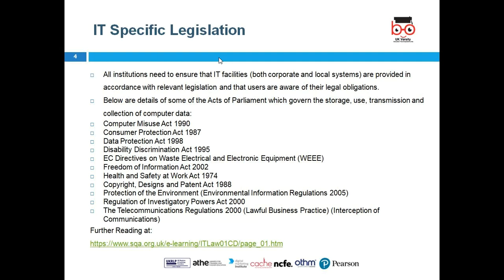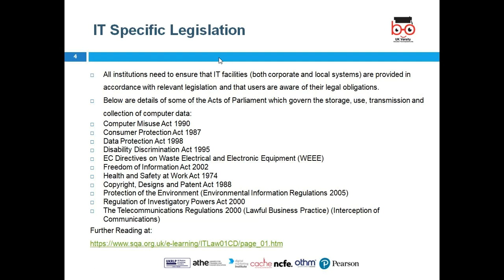So, below are the details of some of the acts of parliament which govern the storage, use, transmission, and collection of computer data. For example, the laws are Computer Misuse Act 1990, Consumer Protection Act 1987, Data Protection Act 1998. Do you know that Data Protection Act is replaced with another law? Yes, GDPR, isn't it? So, GDPR and then Disability Discrimination Act. Some of these laws are related to IT as well as organizational matters. However, in these laws, IT is used in some way. So these are the list of the laws.